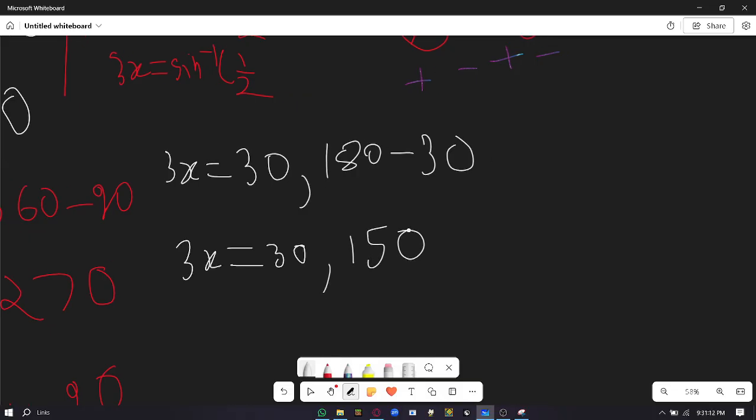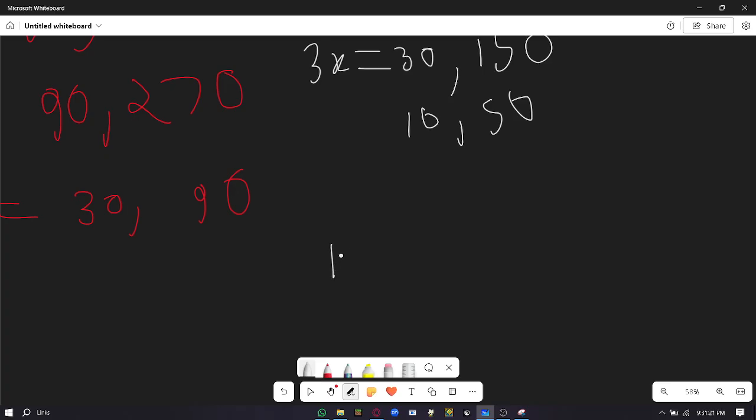150. So we divide both by 2. 30 divided by 3 is 10. And this is 50. Now I'm going to have it all in ascending order. 10, comma 30, comma 50, comma 90. And that is our value and our answer.